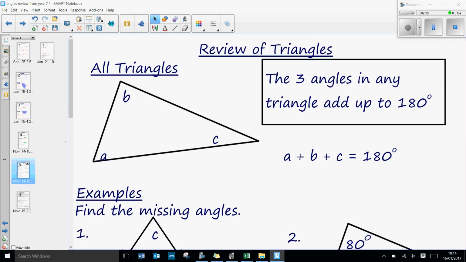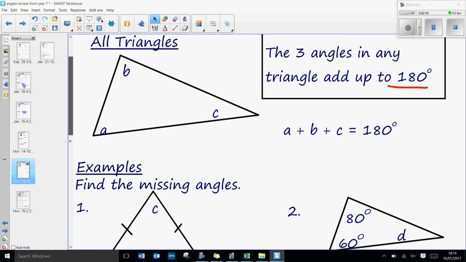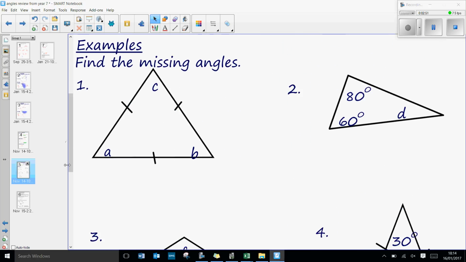So, review of triangles. In any triangle, no matter what type it is, the three angles add up to 180. We've just discussed that. So the examples are here. If we're trying to find the missing angles, because these markings indicate it's an equilateral triangle, A and B and C are all equal to each other, and they are all 60 degrees.